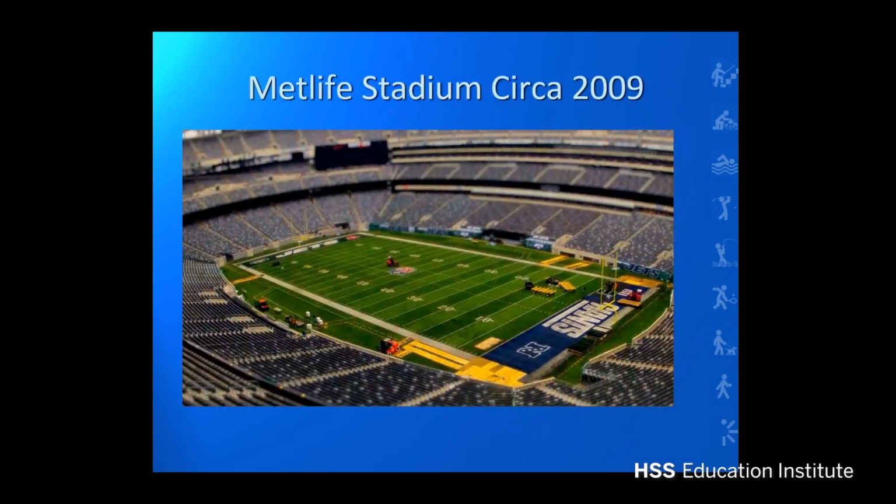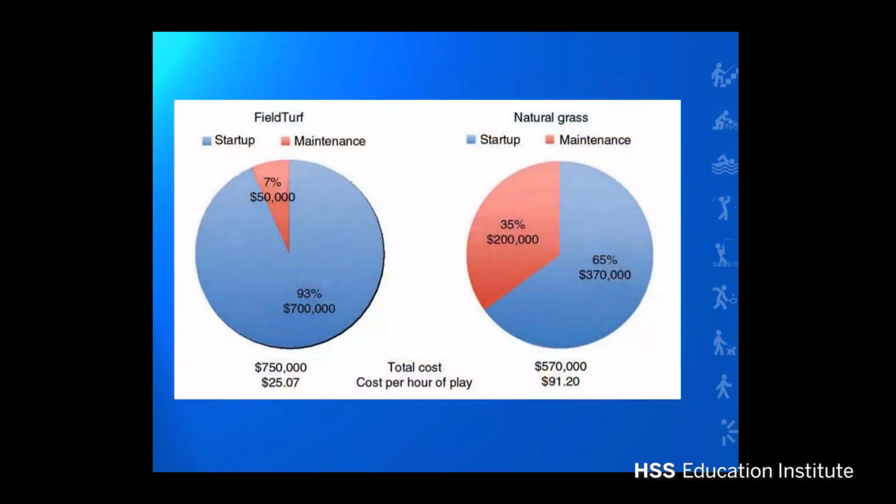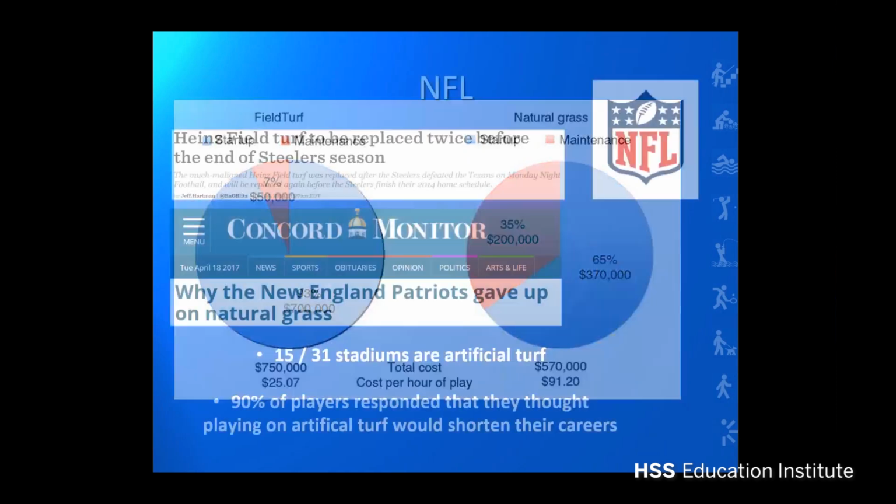I was part of a committee looking at MetLife Stadium and picking out their turf. It was an interesting conversation because a lot of high schools go to these field turfs, and the reason is that they're cheaper and easier to maintain. There's an initial higher cost, but the maintenance costs are very low, whereas with grass the startup cost isn't as big, but the maintenance is very high.